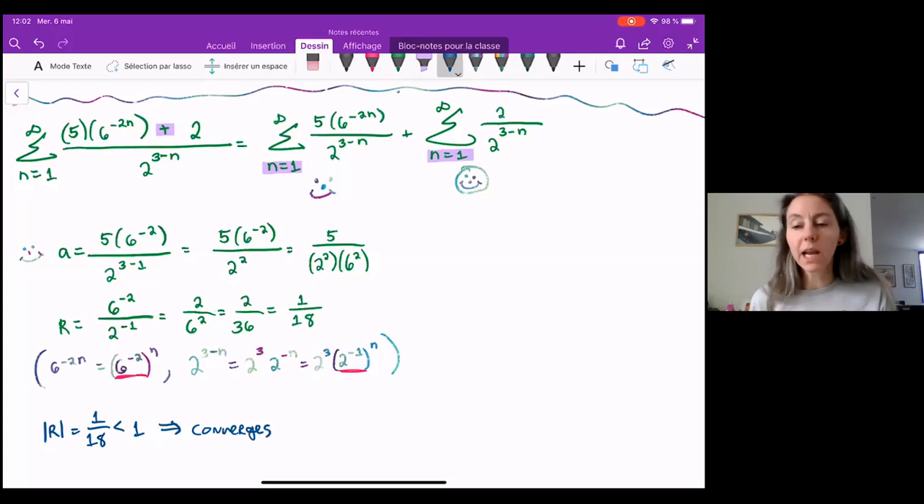However, before I decide what it converges to, I'm going to go look at round face. The reason I'm going to do that is because I know that if I have converges plus diverges, then the whole thing diverges, and I don't need to know what that first part converges to. So we're going to look at round face and just see what's going on over here.